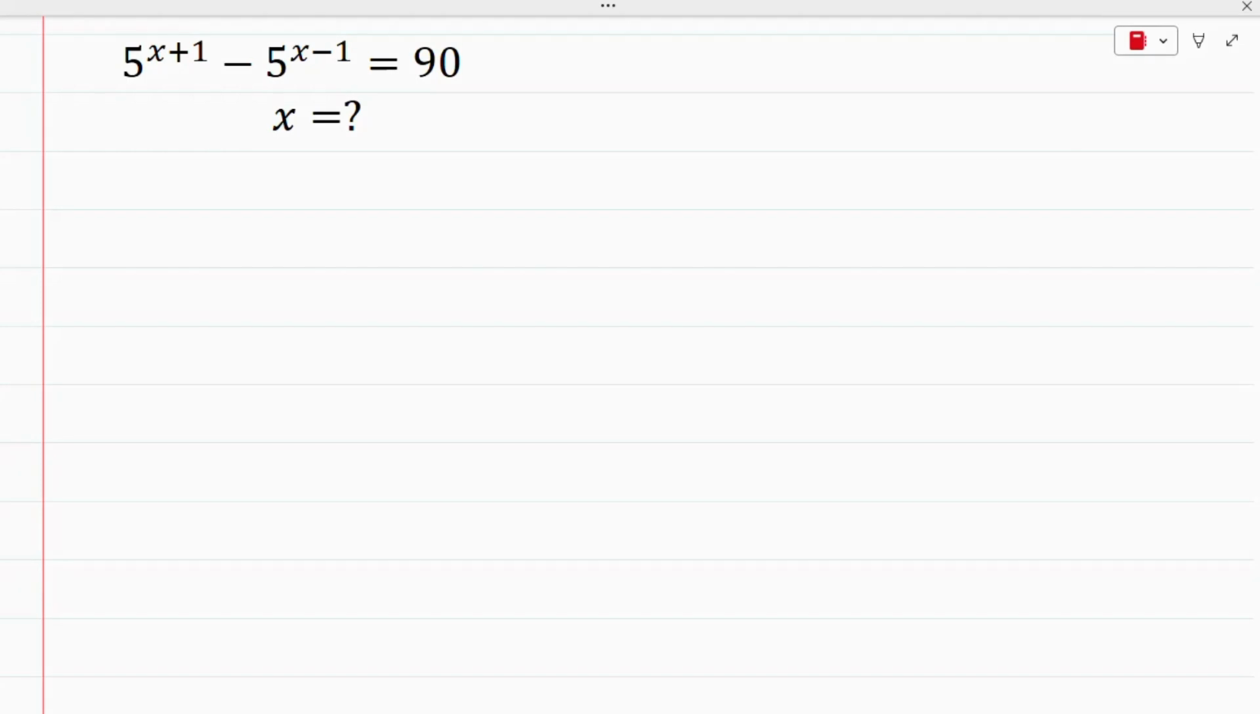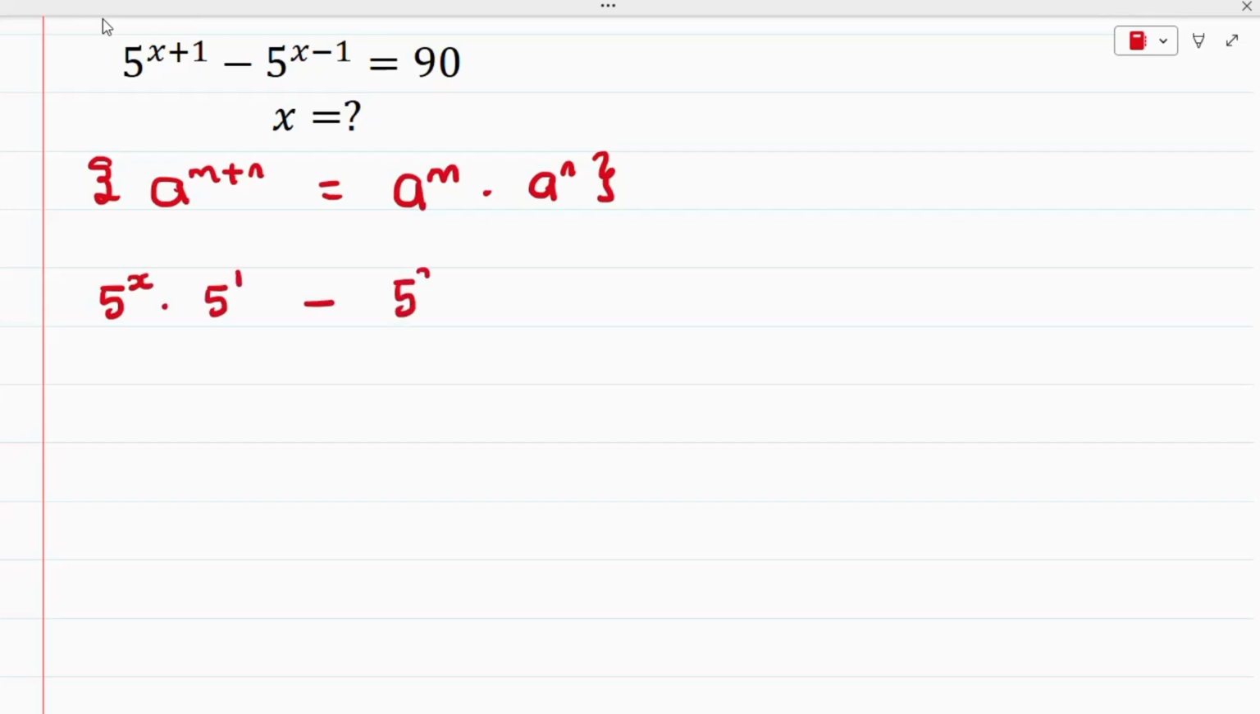Right, so we have this nice math Olympiad problem and we are to solve for the values of x. So the first thing, guys, you want to do is to apply this exponent property that says if we have a raised to the power of m plus n, this is equal to a raised to the power of m multiplied by a raised to the power of n. So applying this property we have 5 raised to the power of x multiplied by 5 raised to the power of 1 minus 5 raised to the power of x multiplied by 5 raised to the power of negative 1, and this is equal to what?